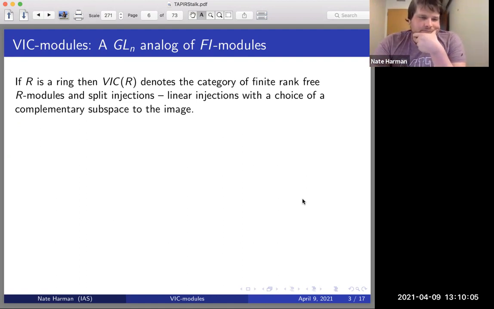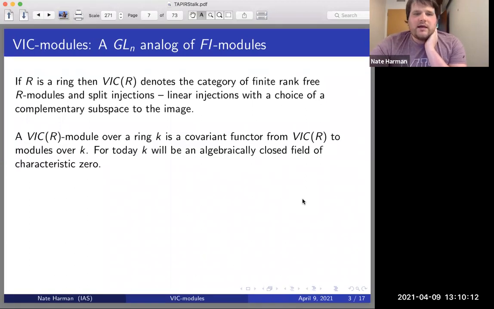All right, so that's VIC. It's our GL analog of FI. And a VIC module, or VIC-R module, over some ring K is just a functor from this category VIC-R to modules over K. And for today, I'm going to assume that K is an algebraically closed field of characteristic 0. So characteristic 0 is going to be crucial.